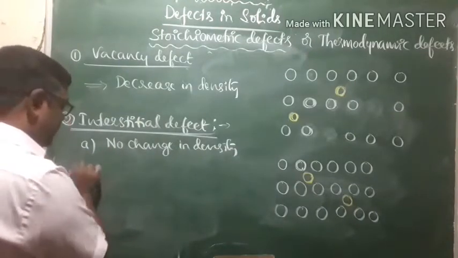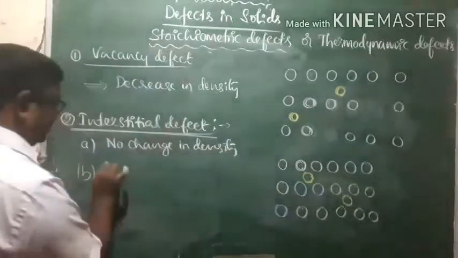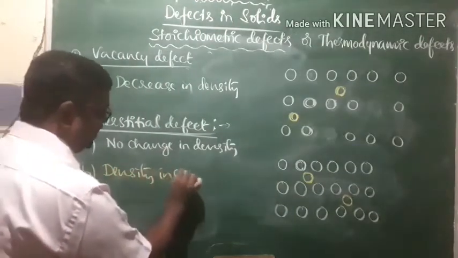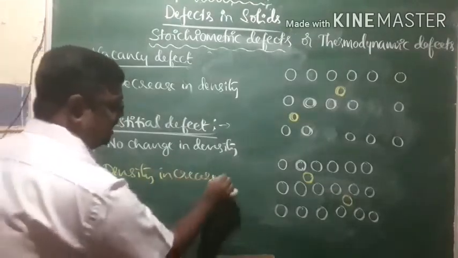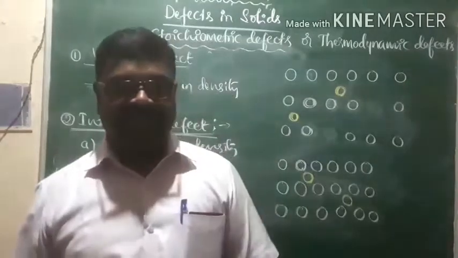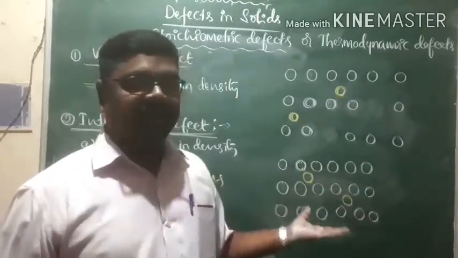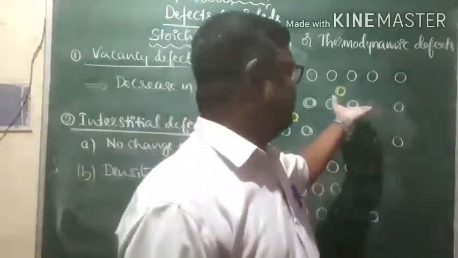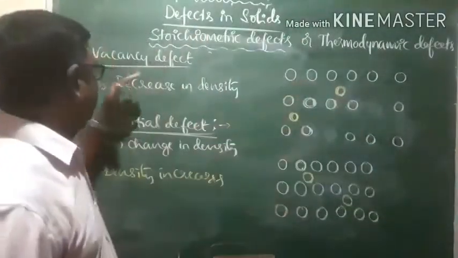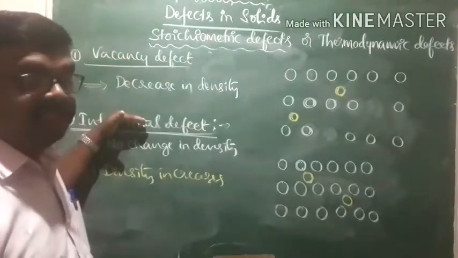Okay? If the defect takes place in this manner, what happens? Density increases. If the defect takes place in this manner, density increases. If the defect takes place in this manner, density remains the same. And these two are interstitial defects.